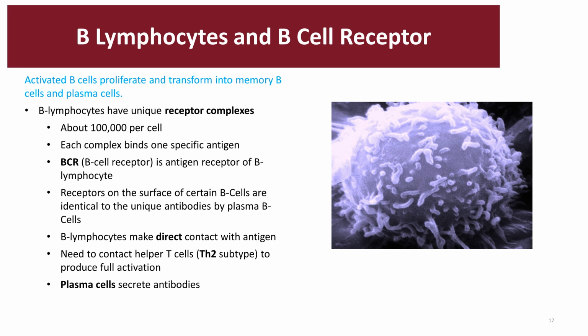B lymphocytes make direct contact with the antigen, and they need to contact the helper T cells, particularly the Th2 subtype, to produce a full activation. Plasma cells are the cells that will then release the antibodies.